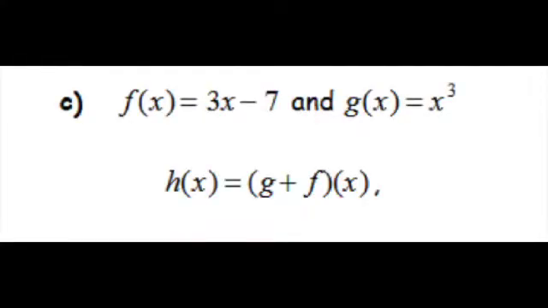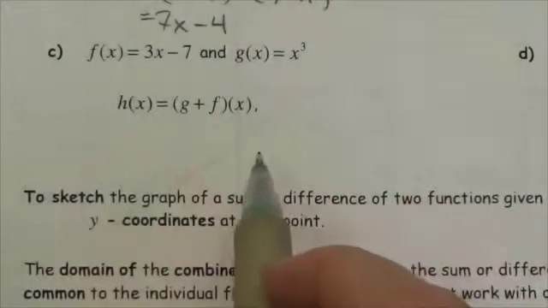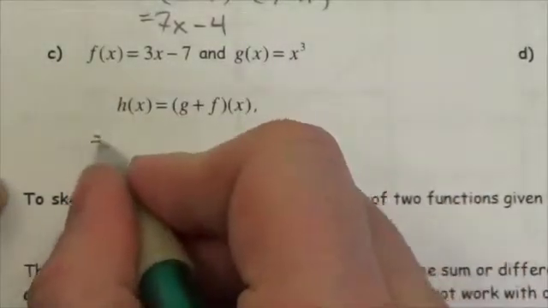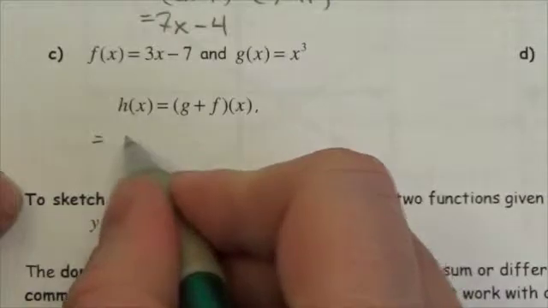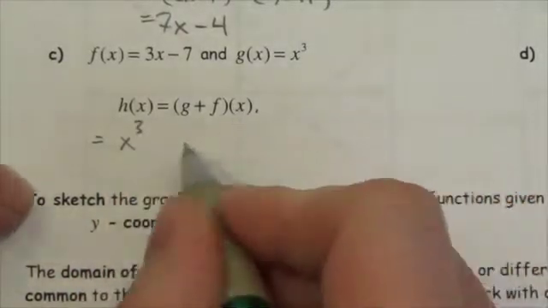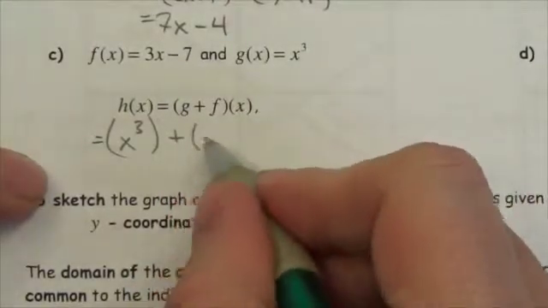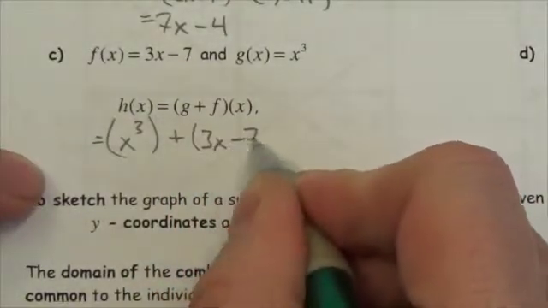Given f of x is equal to 3x minus 7 and g of x is equal to x cubed, find h of x defined as g plus f of x. Okay, so for this question, we're back to addition. Notice it's just a slightly different way of writing it, but essentially what this means is, again, we've got g of x, the function here, and I'm going to put that in parentheses, plus, and then in parentheses, I'm going to put f of x.